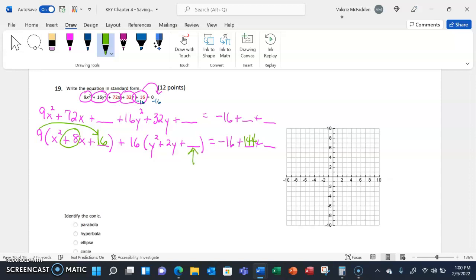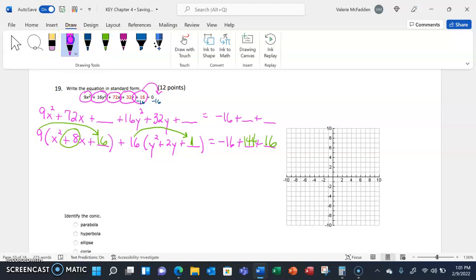Now to fill this blank for the y's, we take half of the b term and square it. So half of 2 is 1, and 1 squared, 1 times 1, is 1. So we're going to put a 1 right here, but did we really just add 1? No, we added 16 times 1. Because everything inside parentheses is multiplied by 16, we really added 16. So we have to add 16 to the right.